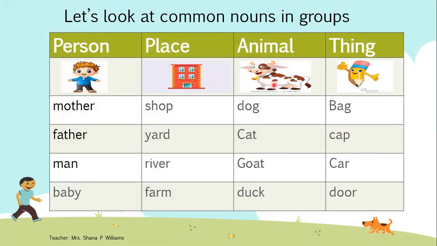All right, let's look at common nouns in groups. Now, the groups are person, place, animal, and thing. Now, group person. Here are some examples of common nouns. Mother, father, man, baby. Let's go again. Mother, father, man, baby. All these are common nouns, common names of persons, right?